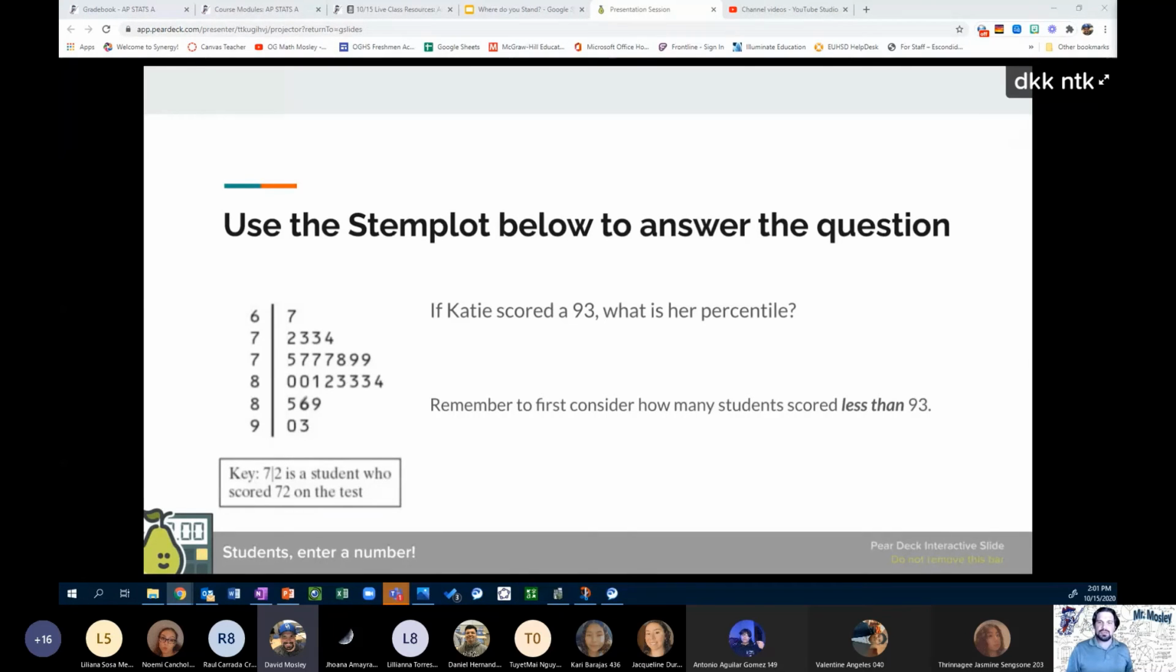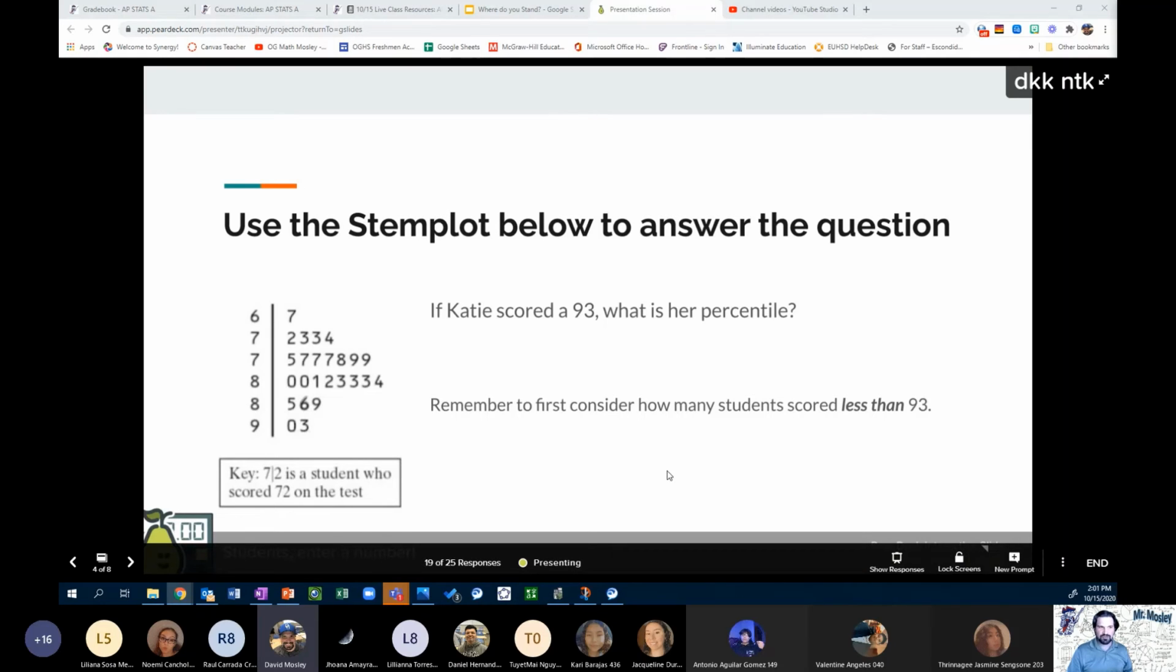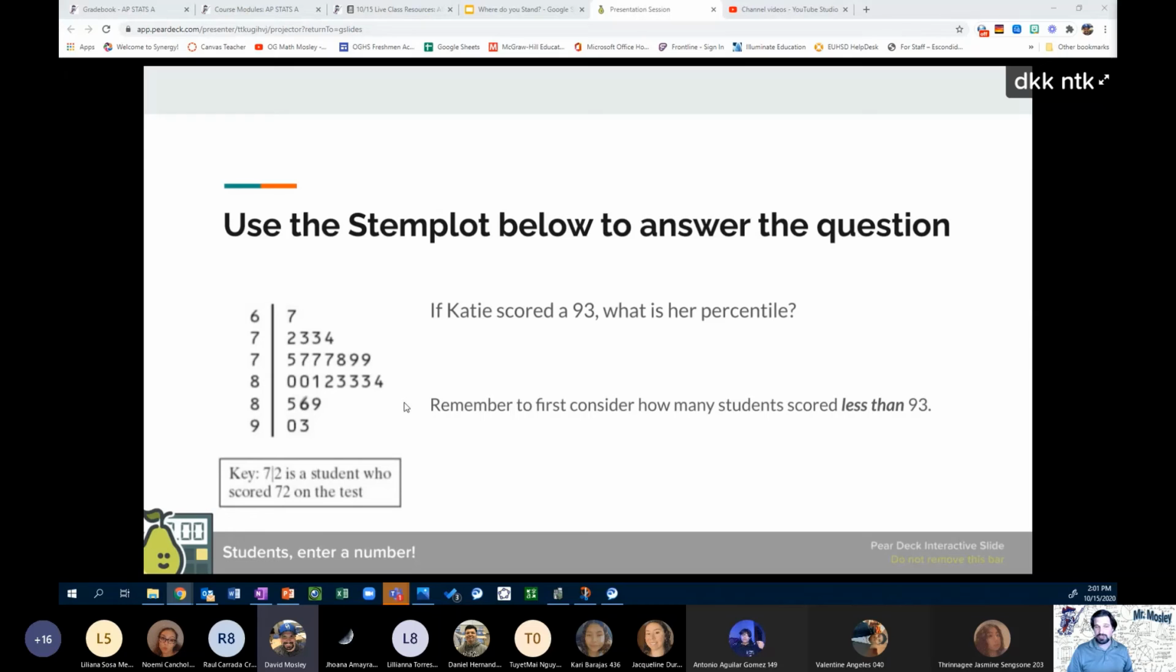All right. So the correct percentile for Katie is the 96th percentile. Once again, we got this because there are 24 observations that were less than 93, everyone's score except for Katie's 93. 24 divided by 25 is 0.96. Multiply that by 100 to change it to a percentage, which is 96%. So 96% of the students scored less than 93, which then means the score of 93 is in the 96th percentile.